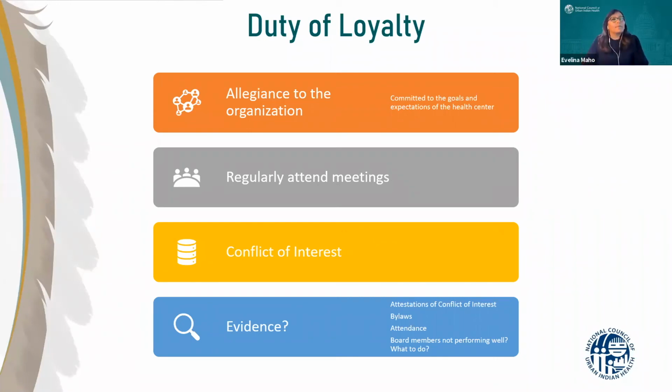Also, conflict of interest, being aware of that, and the sole responsibility as a board of director, what that might be. And typically those are outlined in some of the bylaws. And evidence, okay? For example, attestation of conflict of interest, bylaws, the attendance, all of those are things that are looked at and are asked upon. So our board members not performing well, what do we do? What to do next? How do we address these things? Okay, next slide.